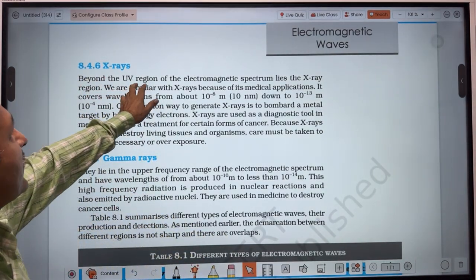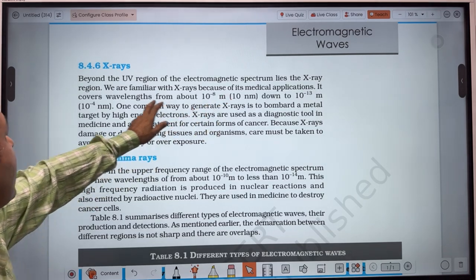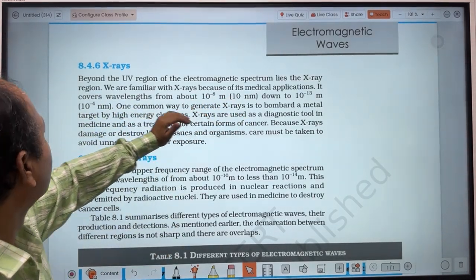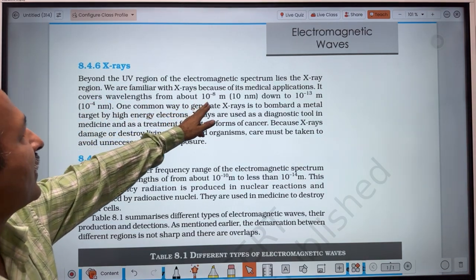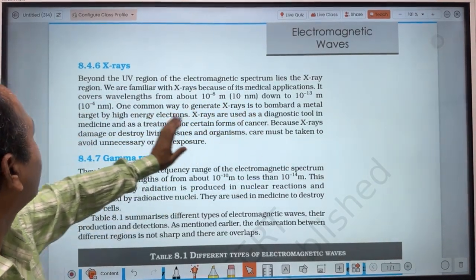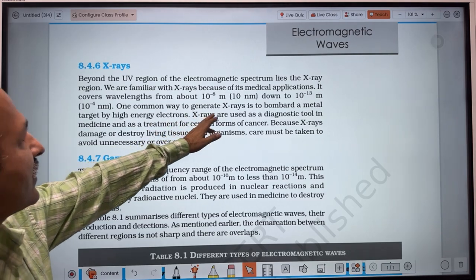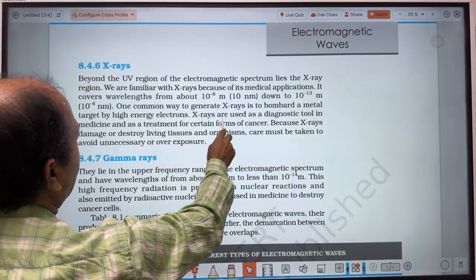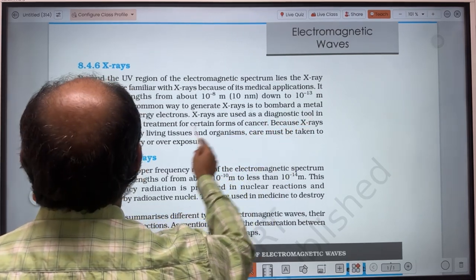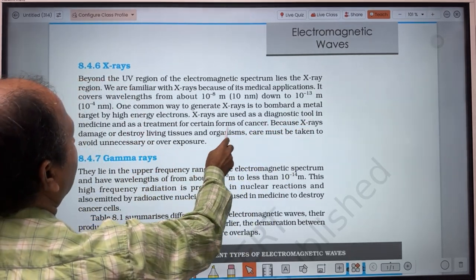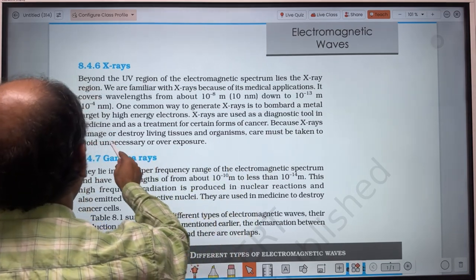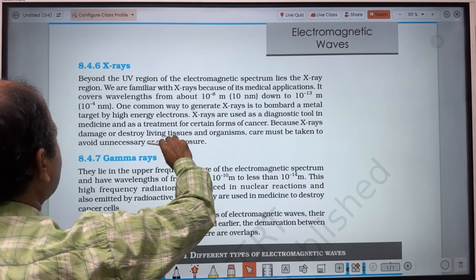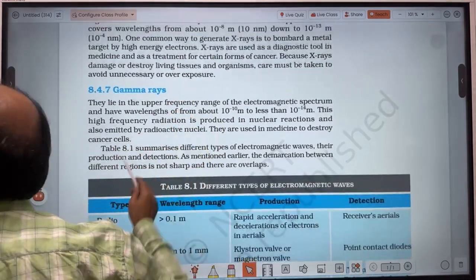So then comes X-rays. Beyond the UV region of the electromagnetic spectrum lies the X-ray region. We are familiar with X-rays because of their medical applications. It covers wavelengths from about 10^-8 meter down to 10^-13 meter. One common way to generate X-rays is to bombard a metal target with high energy electrons. X-rays are used as a diagnostic tool in medicine and as a treatment for certain forms of cancer. Because X-rays damage or destroy living tissues and organisms, care must be taken to avoid unnecessary or overexposure.